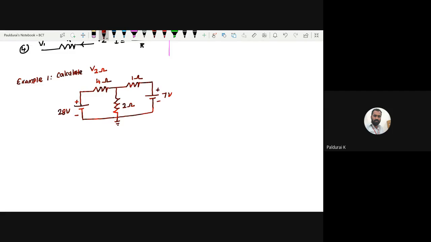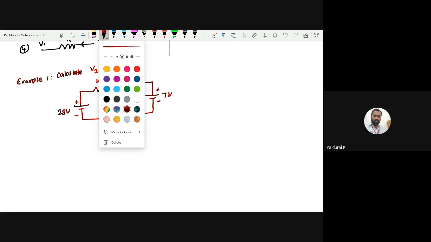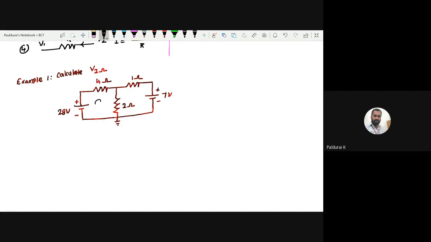Now, what is the voltage across the 2 ohm? What will you do? You will assume this is my I1 and this is my I2. Anyone found it? You should have told the answer by now. 8 volts, sir. 8 volt. Yeah, thank you. So you will develop the KVL equations. You have 28 equals 6I1 minus 2I2. Equation number 1. And equation number 2, minus 7 equals minus 2I1 plus 3I2.